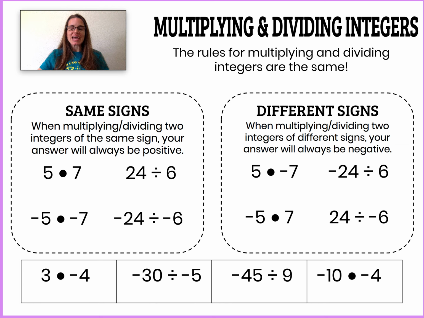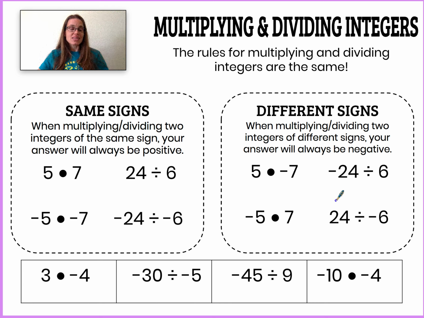When multiplying and dividing positive and negative numbers, the numerical portion, meaning the number part of your answer, will be just like it's always been. So all of these 5 times 7s will have a numerical portion of 35. All of these 24 divided by 6s will have a number part of 4. The question is, is your final answer positive or is your final answer negative?